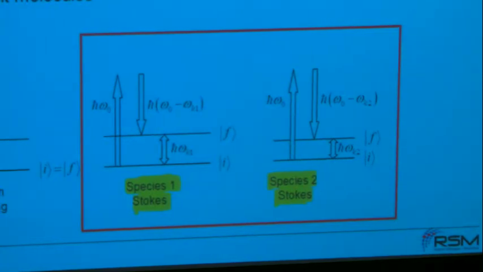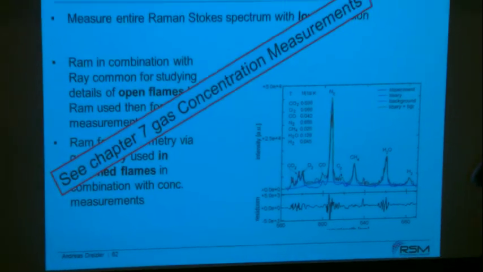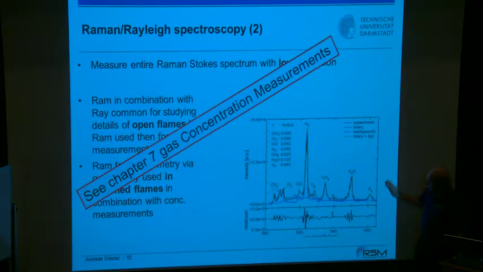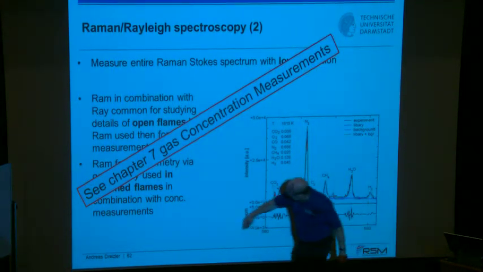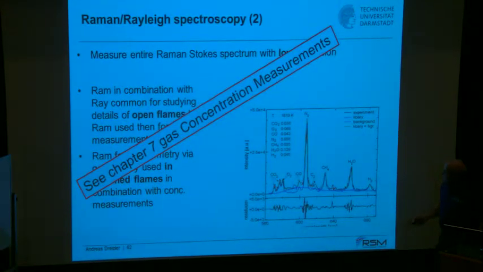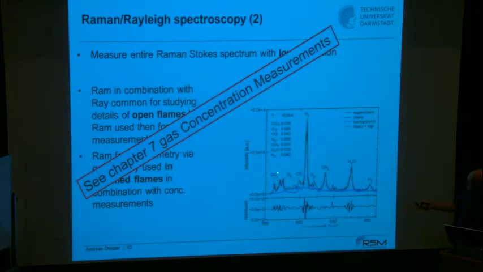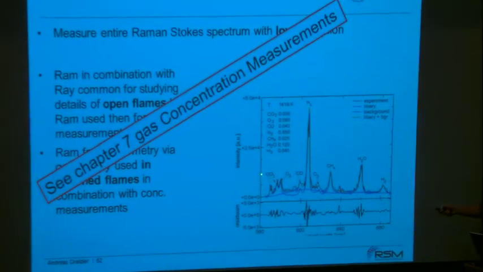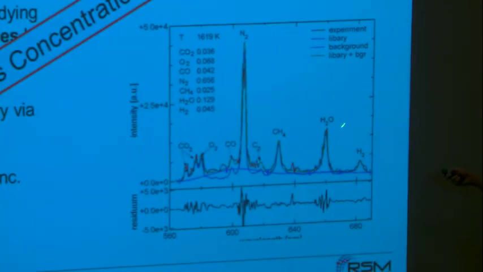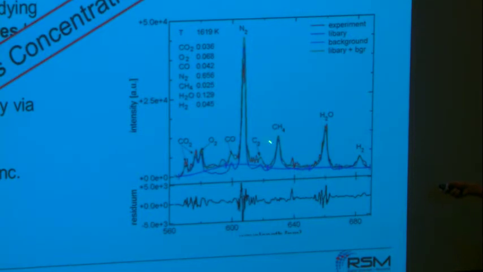This will be discussed in more detail in chapter 7, to give you some idea of how such a spectrum from a flame might look. You excite at 532 nanometers, somewhere here again. That's a laser providing cheap photons, and many of them. And then you see the Raman allowed transitions, rovibrational Raman from CO2, O2, CO, N2, CH4, water vapor, hydrogen, and also some interfering species like C2.